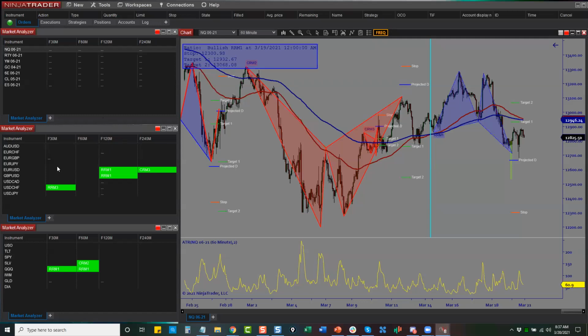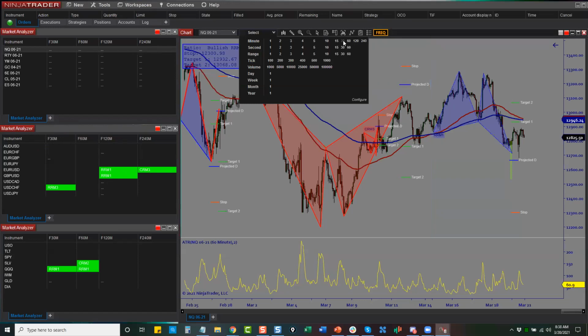Let's say you want to trade off the 30-minute chart. Let's say you're a 30-minute chart trader, trading the 30-minute time frame. Well, there's only one ratio here. You see that? So we're saying, okay, perfect, we've got a ratio here, but I have to change the time frame to 30.